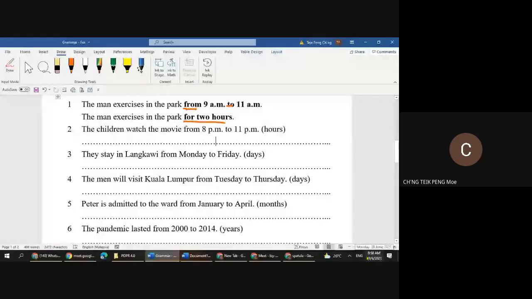Okay, let's start the discussion, yeah? So look at the answers carefully. If you have any question, ask me here, okay? Tanya kat sini lah. And now look at number 2.